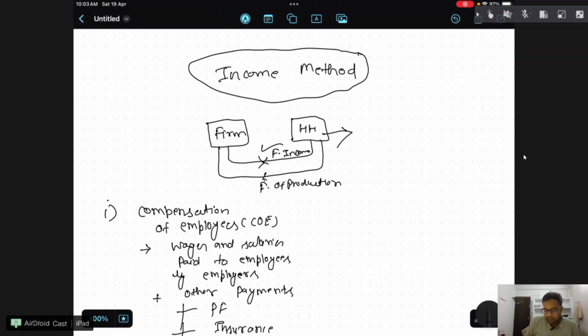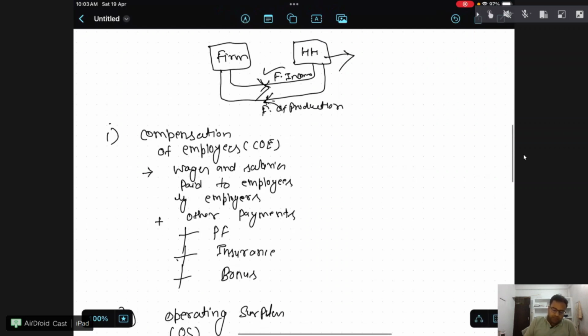Here, if you look, households provide factors of production to the firms, and firms give factor income. So we can calculate GDP just by calculating the income which households are receiving. We divide this income into three basic categories through which households receive income.